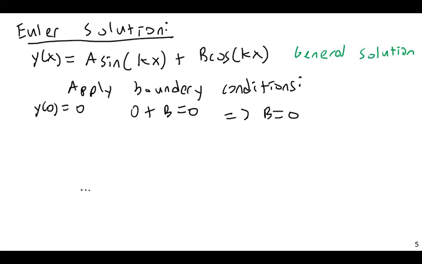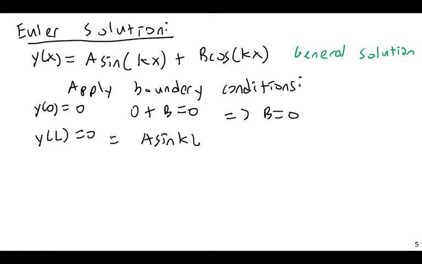I also know that y at L is also equal to 0. So if I substitute in L here, I basically get that 0 is equal to a times the sine of KL. The sine term is the only one present because b is equal to 0, because of the first condition. So there we have that.